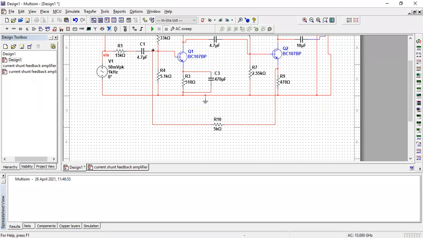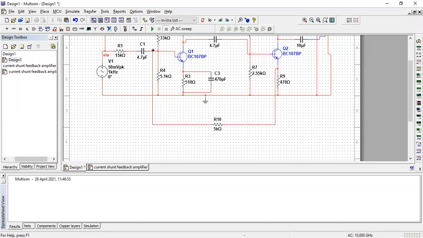So how many types of feedback amplifiers are there? Voltage series, voltage shunt, current series, current shunt. So now what are the two experiments we executed? Voltage series we executed, current shunt also we executed.